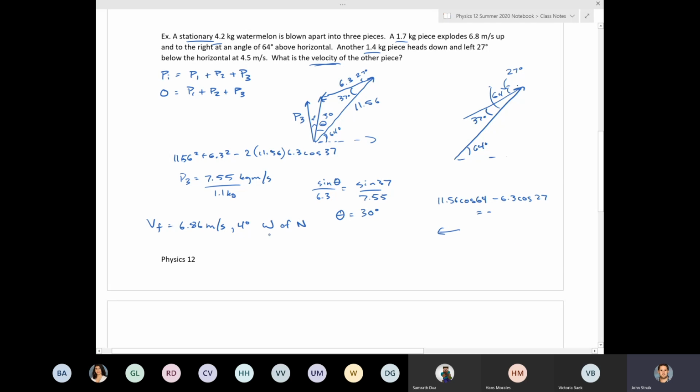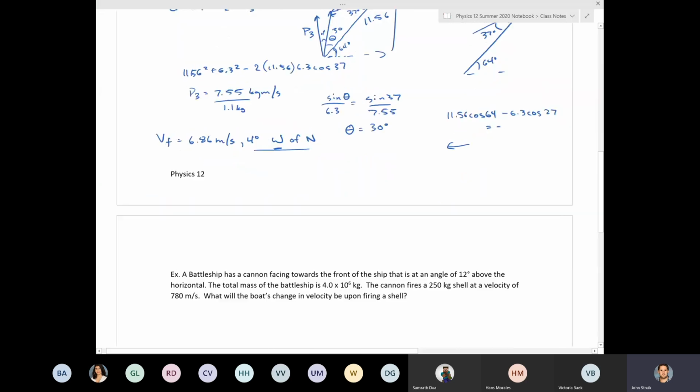Okay, and so that means that it's definitely going west. Okay, and then pretty obviously 11.56 sine 64, like that arrow is going to be a lot bigger than that arrow. So it's also going up. So I know that this is correct. Okay, so you can always double check using your components. Hopefully that makes sense.